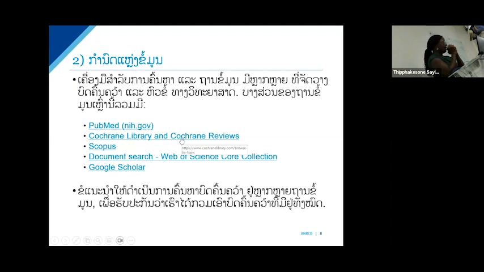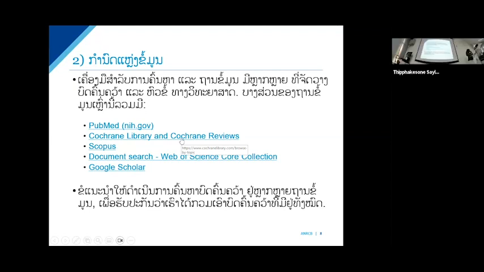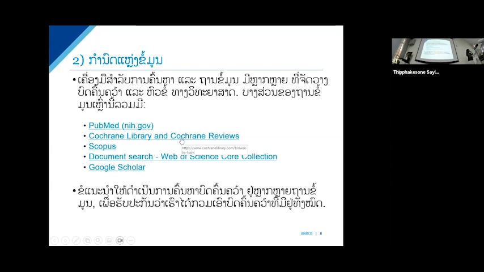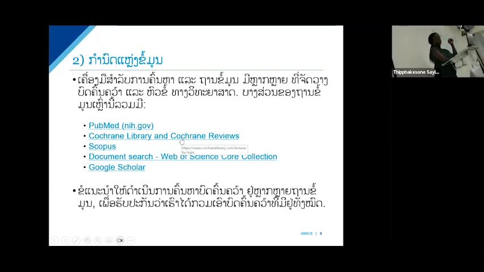And so that's the idea. But sometimes it doesn't always go that way. But that's the general purpose. So there are different sources for this. We can use PubMed, Cochrane Library and Cochrane Reviews, Scopus, a document search, Web of Science, Google Scholar. These are some examples of databases that you can use when you're doing your search.